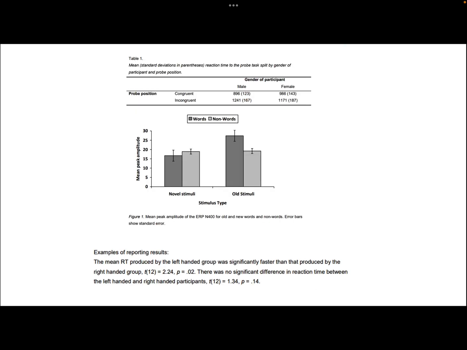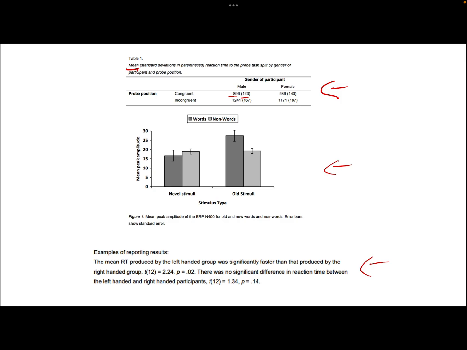Here's an example from a study. So we can see that we've got a summary table. This isn't raw data from participants. This is summarizing the mean and standard deviations of male and female participants in congruent and incongruent conditions. We can see the same data represented in a bar chart here, and we can see a statement of inferential statistics written as well.